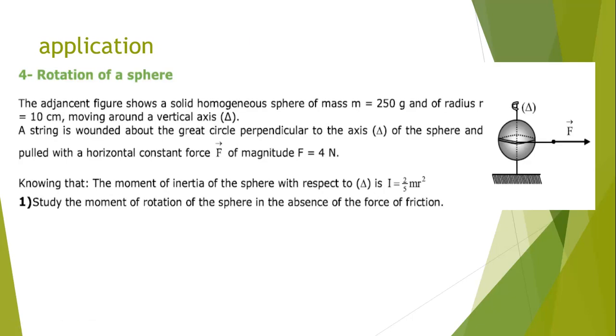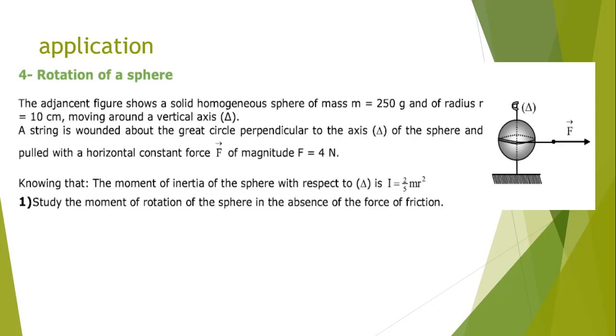Application. The adjacent figure shows a solid homogeneous sphere of mass m equal to 2050 gram and of radius r equal to 10 centimeter, moving around a vertical axis delta. So in this figure we have a sphere that rotates around a fixed axis delta passing through its center. A string is wound about the great circle perpendicular to the axis delta of the sphere and pulled with a horizontal constant force F of magnitude F equal to 4 Newton.